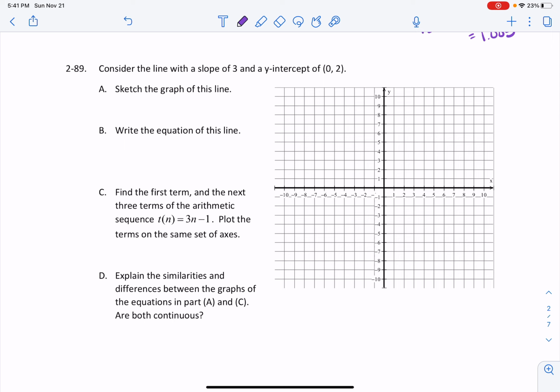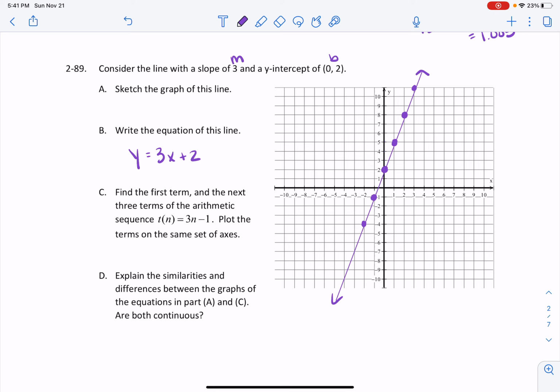2-89 says, consider the line with a slope of 3 and a y-intercept of (0, 2). Sketch the graph of this line. Okay, well, this is telling me our m and our b, because that looks like a y-intercept. And because m is 3, I can count up 1, 2, 3 over 1. Up 1, 2, 3 over 1. Could even go back a few. Okay. So we have a line. Awesome. Write an equation, that would be y equals 3x plus 2.